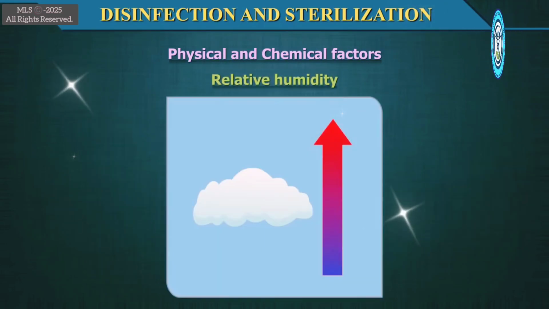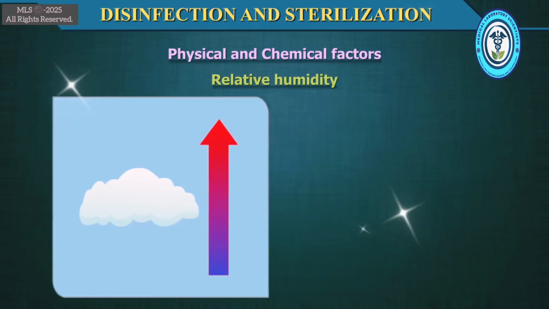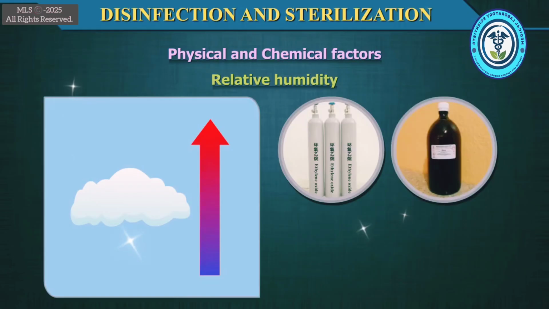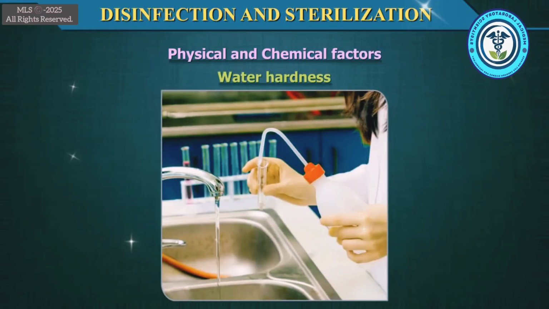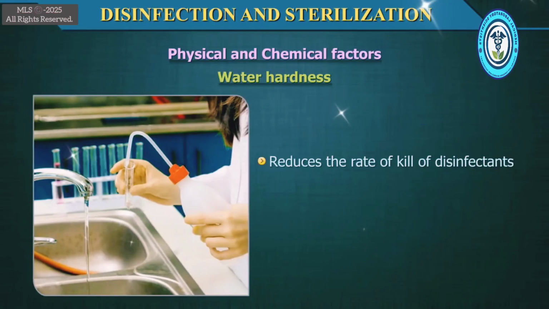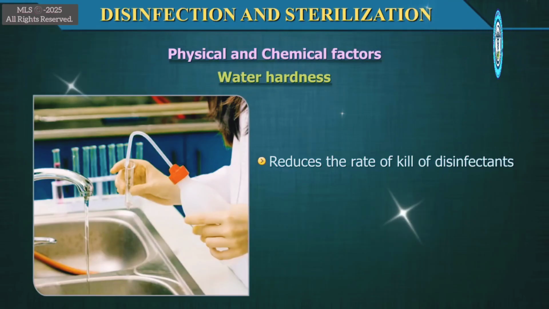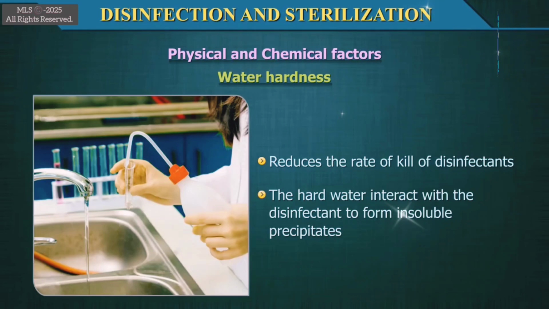Relative humidity is the single most important factor influencing the activity of gaseous disinfectants or sterilants such as ethylene oxide, chlorine dioxide. Water hardness, that is, high concentration of divalent cations, reduces the rate of kill of certain disinfectants because divalent cations, for example magnesium and calcium, in the hot water interact with the disinfectant to form insoluble precipitates.